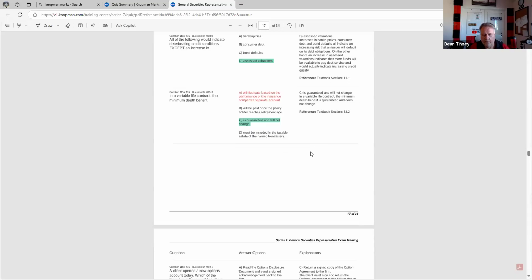The minimum deficit was guaranteed. Yeah, I thought we might miss that one. It's because they were asking about the minimum, right? So you will fluctuate, but the minimum will never go below that. That's the floor.